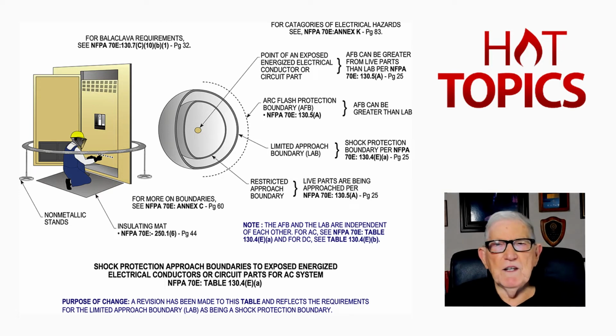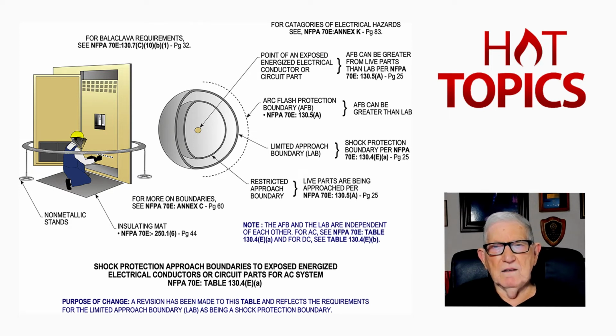Now you notice we have the arc flash boundary that you see to the right of the illustration up toward the top. And the arc flash boundary is 130.5A on page 25 of 70E. And once you cross that boundary, you need your PPE on if you're going to remove covers, do switching of devices that hadn't been properly maintained by NFPA 70B in accordance with 70E 200.1, the informational note.